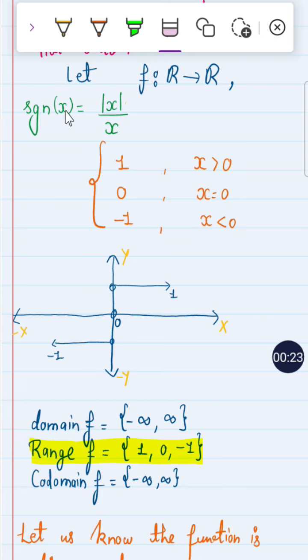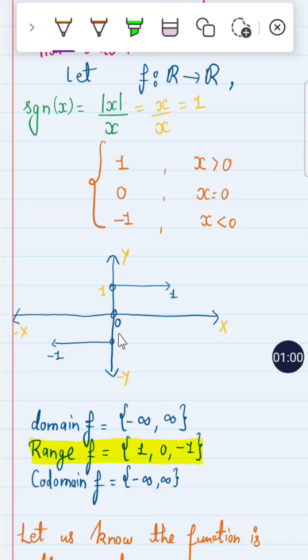The function is signum of x, which is equal to mod of x upon x, right? Now from the domain, we say x is greater than 0. If we take x greater than 0, then for all positive real numbers, mod of x is x, and x upon x is equal to 1. So the signum function gives you 1 for all positive x. When x is greater than 0, the function value is 1.